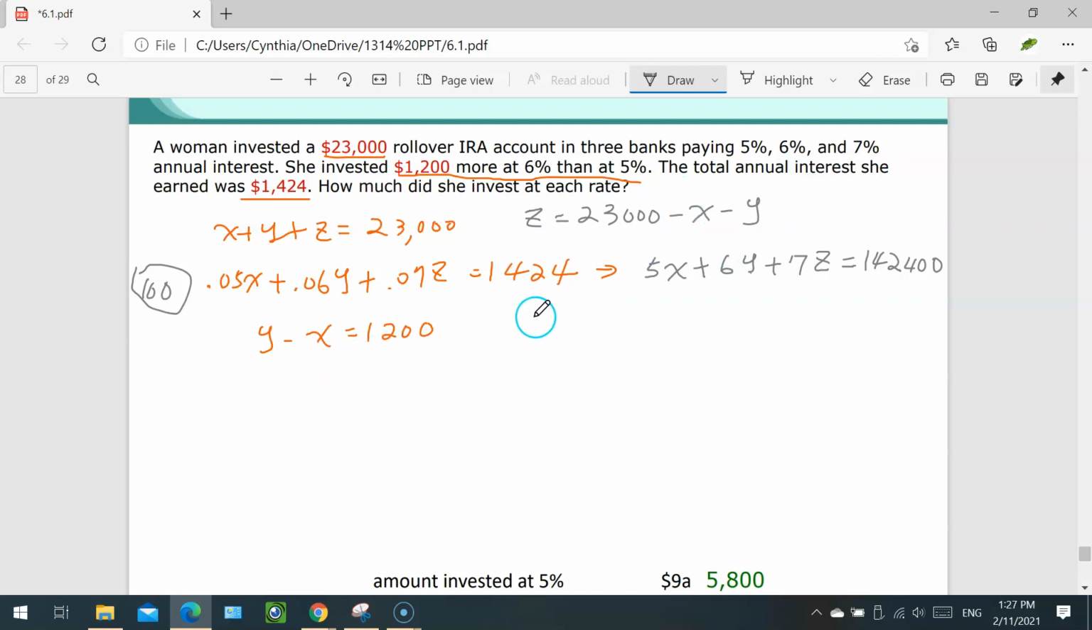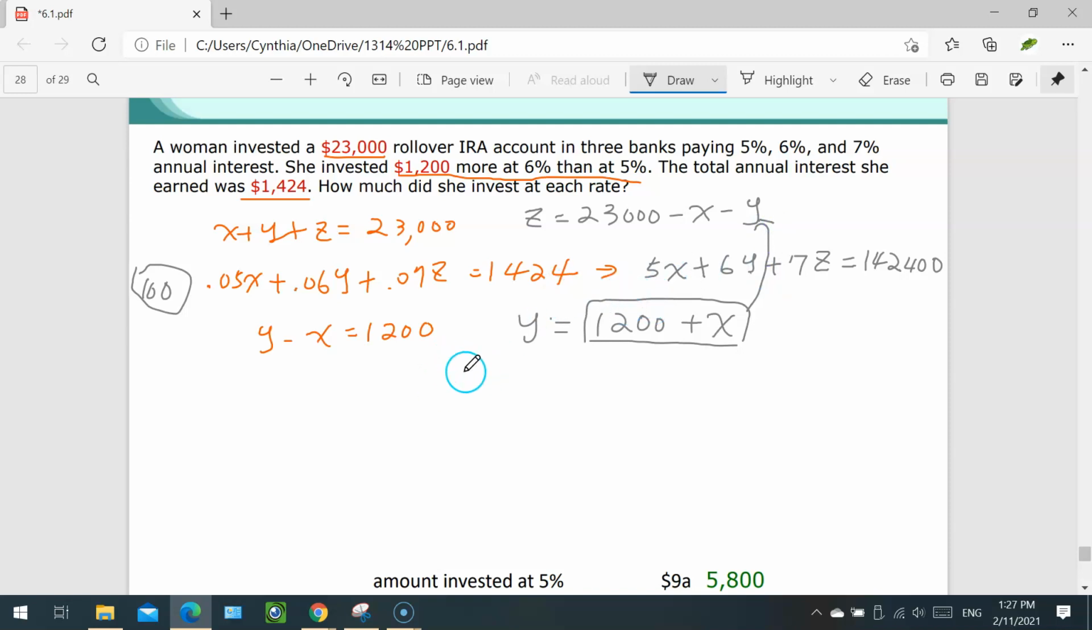From the third equation, I can rewrite y is equal to 1200 plus x. As you can see, I try to rewrite the y and z into the x term so that we can narrow down from 3 unknowns into 2 unknowns, and then until we get a single unknown. So from here, I let y equal 1200 plus x. I can substitute the y into the first equation term here.